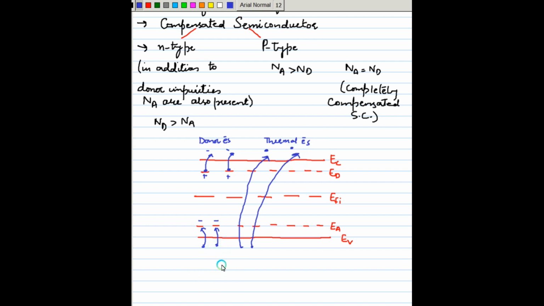And after losing electrons, we have holes here. So these are the holes, and these are the other holes. Likewise, these become acceptor holes, because from here the electrons have jumped to the acceptor levels and holes have been created, and these are the thermal holes.